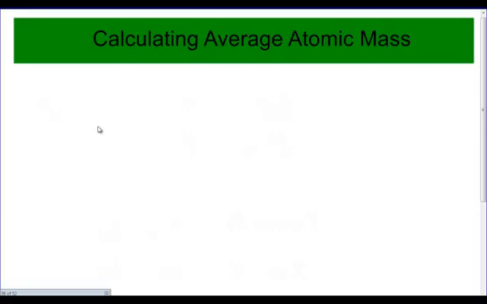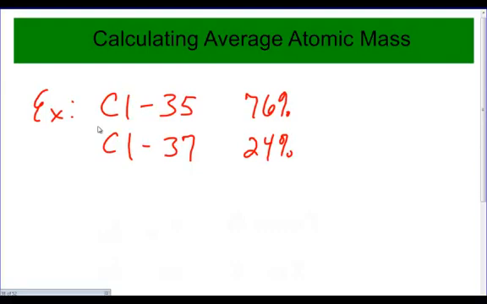For instance, chlorine has two isotopes, chlorine 35 and chlorine 37. Now they occur at different abundances on Earth. Most of the time you're going to find chlorine 35 as opposed to chlorine 37, which you're going to find 24% of the time. If we do our numbers, chlorine has 17 protons. So both of these isotopes would have 17 protons.